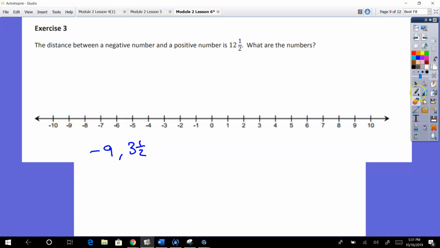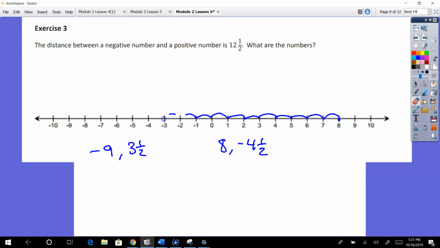What if we started somewhere else on our number line? What if we started at 8? 1, 2, 3, 4, 5, 6, 7, 8, 9, 10, 11, 12 and a half. Okay, so then we had 8 and negative, remember, let's look, negative 3, negative 3.5, negative 4, negative 4.5. So negative 4.5.